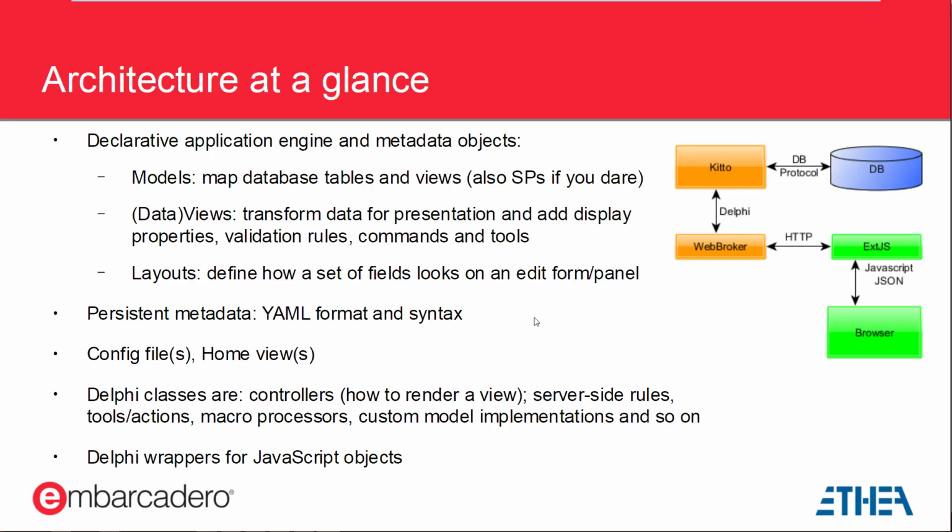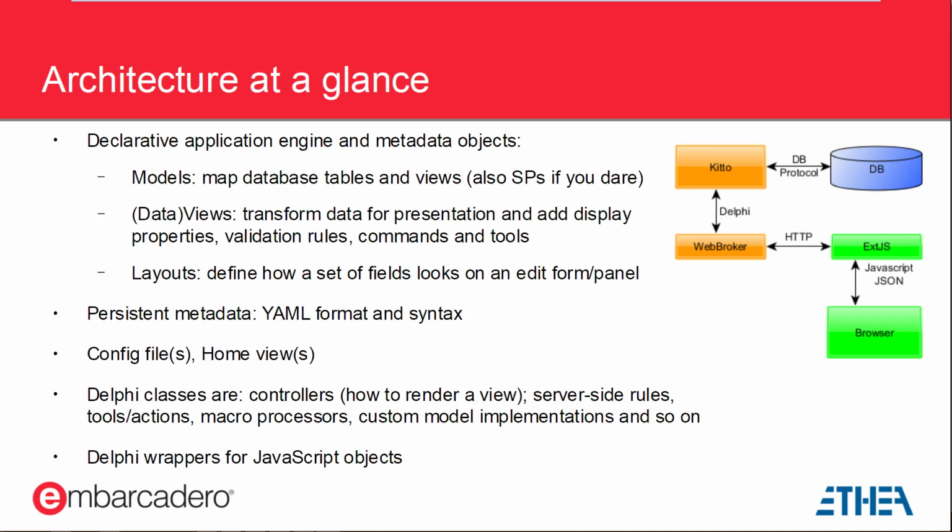Now that we have seen the first demo, let's talk about the architecture of a Kitto application. Kitto features a declarative application engine based on metadata. This means that most things you want Kitto to do, you express them in a declarative way inside a YAML file. A Kitto application is made up of a Delphi project, a set of metadata files, and a set of resources. Most of a Kitto application lies in the metadata files. All metadata files are in YAML format.